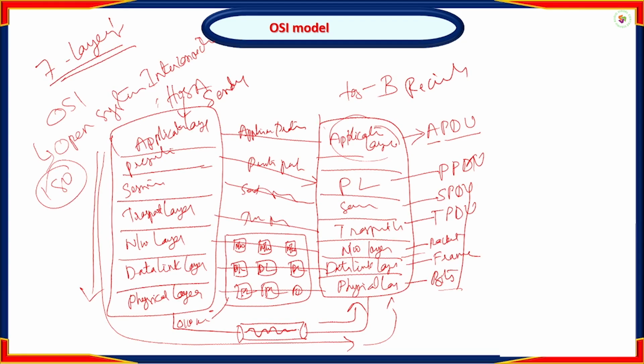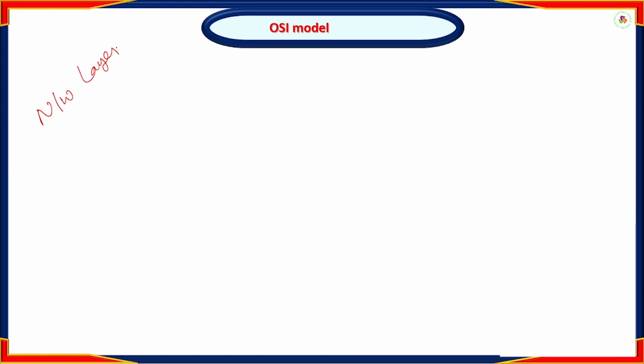Then coming to the next layer. The next layer will be the network layer. We'll see the functionality of the network layer. The diagram will repeat: physical layer, data link layer, and above will be the network layer. For this network layer we will discuss here.